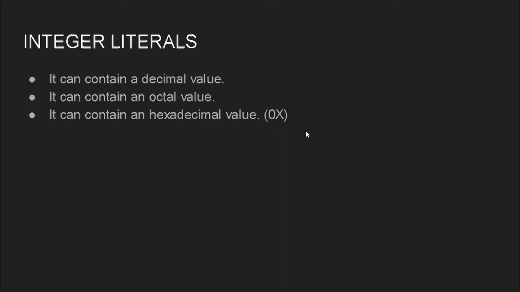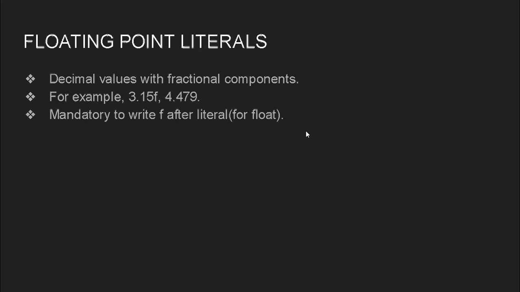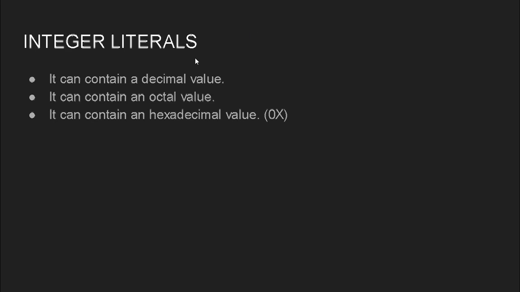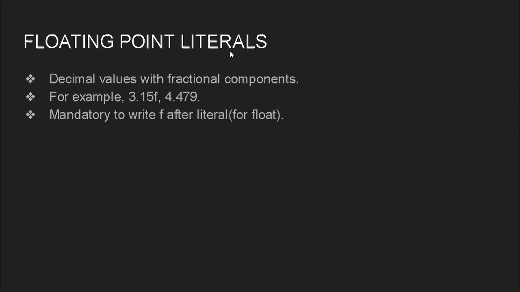Now let us go to the next slide: floating point literals. One thing you should remember is that integer literals cover all 4 data types I discussed two tutorials ago: int, short, long, and byte. Then after that, floating point literals. Why do we need floating point? Why can't we simply get away with the integer literals?